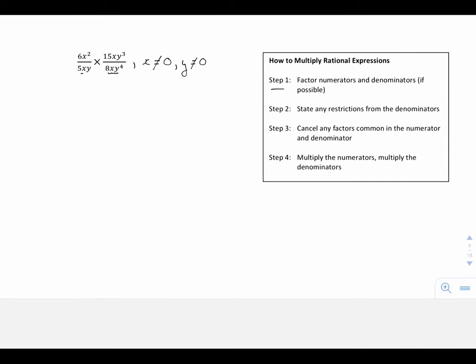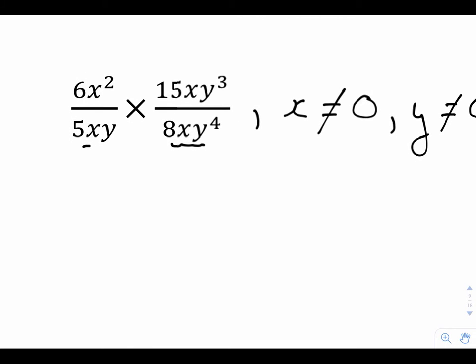So step number 3 says cancel any common factors in the numerator and denominator. Well, let's take a look. Common factors in numerator and denominator. So the 6 and the 5 in the first one can't simplify each other, but this x goes into x squared, and we're left with x to the exponent 1. That's all over 5y.